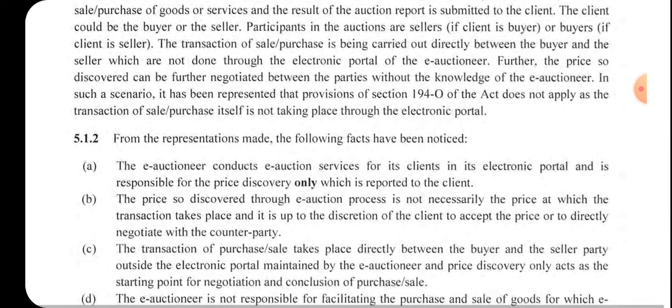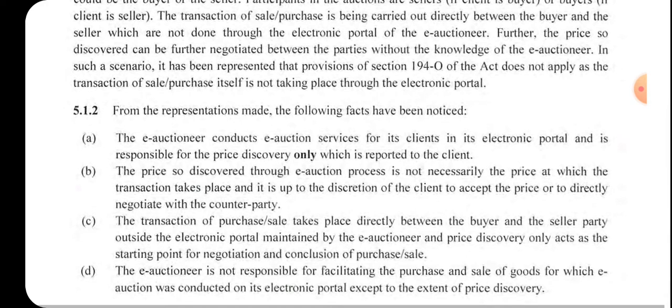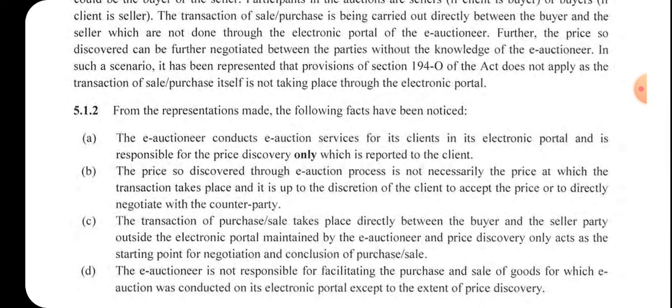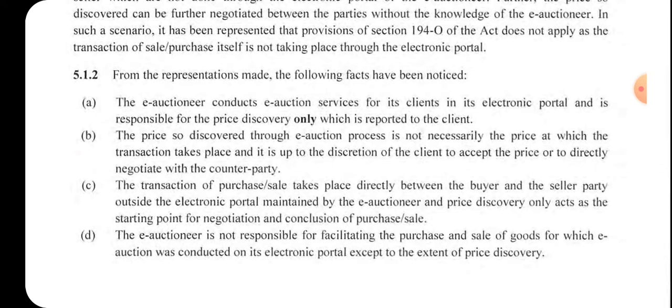Participants in the auction are sellers if the client is a buyer, or buyers if the client is the seller. The transaction of the sale or purchase is being carried out directly between the buyer and the seller, which is not done through the electronic portal of the e-auctioner. Further, the price so discovered can be further negotiated between the parties without the knowledge of the e-auctioner. In such a scenario, it has been represented that the provision of section 194O of the Act does not apply, as the transaction of sale or purchase itself is not taking place through the electronic portal.